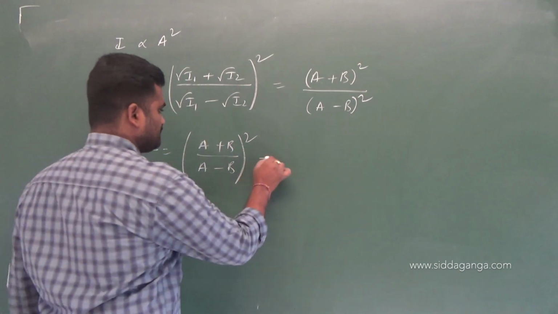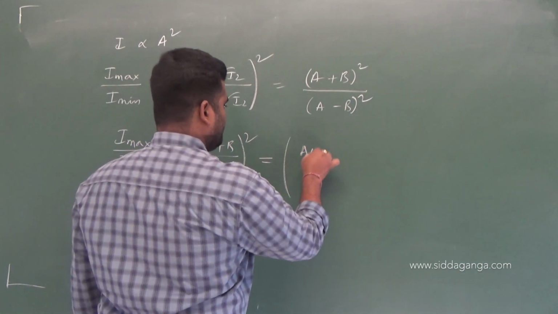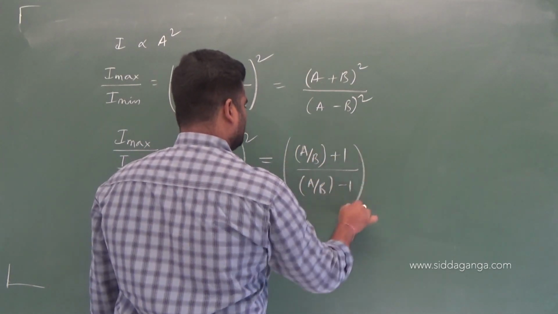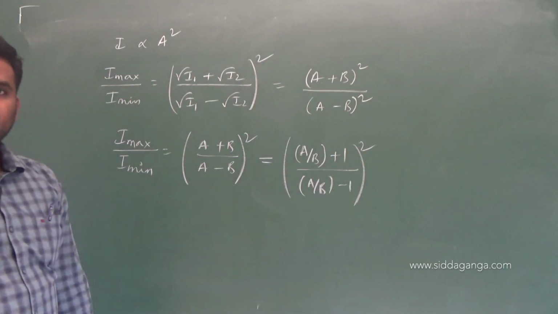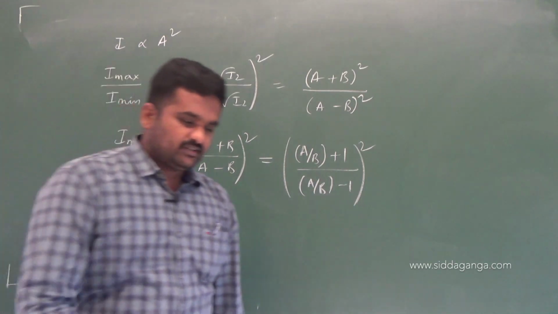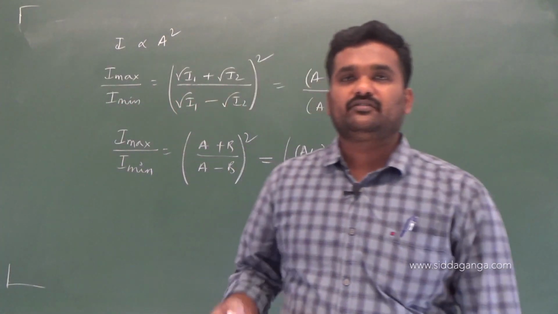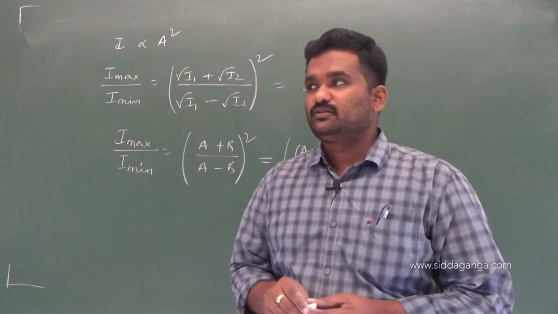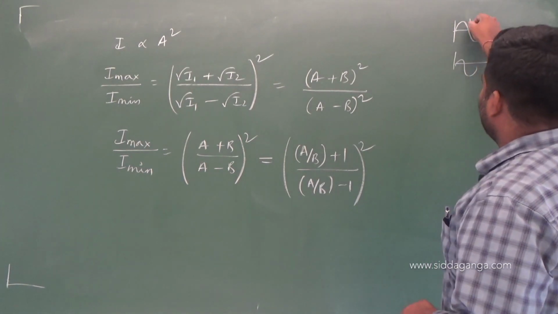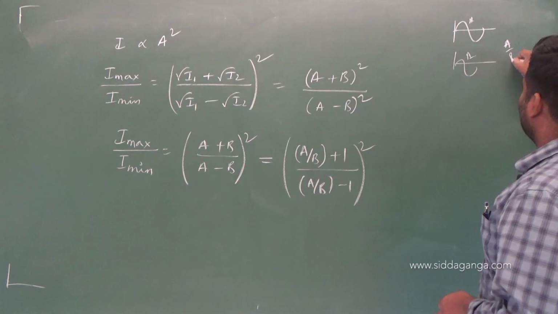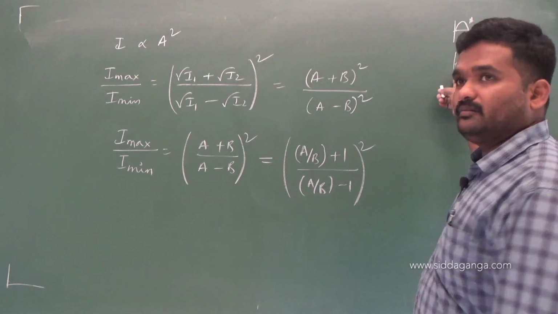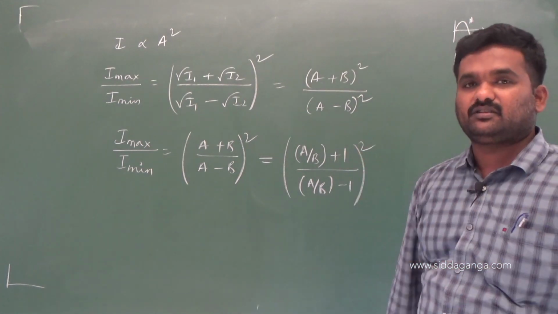And remember, even in this form it will be equal to A by B plus 1 divided by A by B minus 1, whole square. Why have I written this relation? Few times they will give that the amplitudes of two superposing waves have a ratio of 2. That is, A by B equals 2. What is the ratio of maximum to minimum intensity when they are superposed? They will ask this. These are all shortcuts which you have to remember.